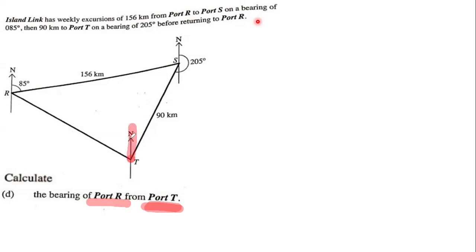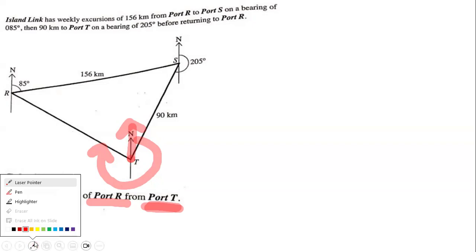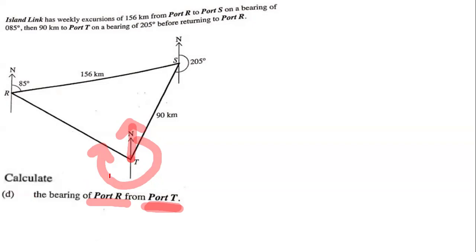They already have the north drawn for us, so that's good. We draw a north, and then we go from here, and we go all the way here. That's the angle that we're trying to figure out, okay? So what is the size of this angle? Let's figure that out.